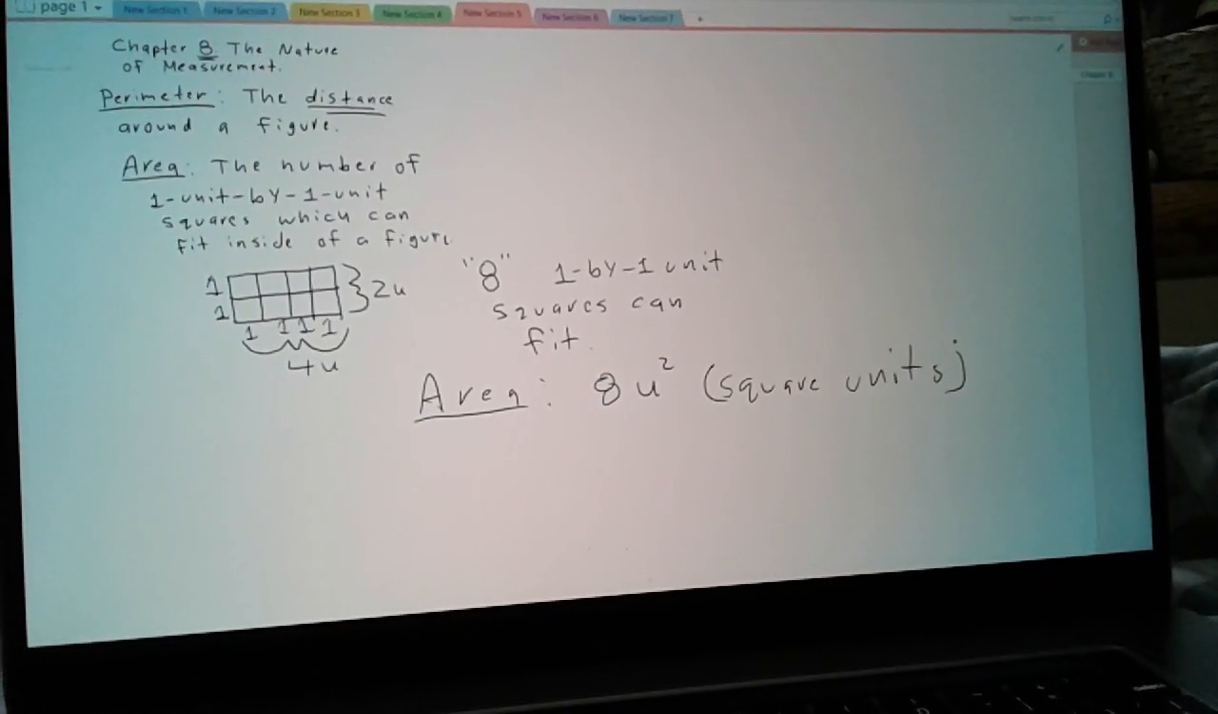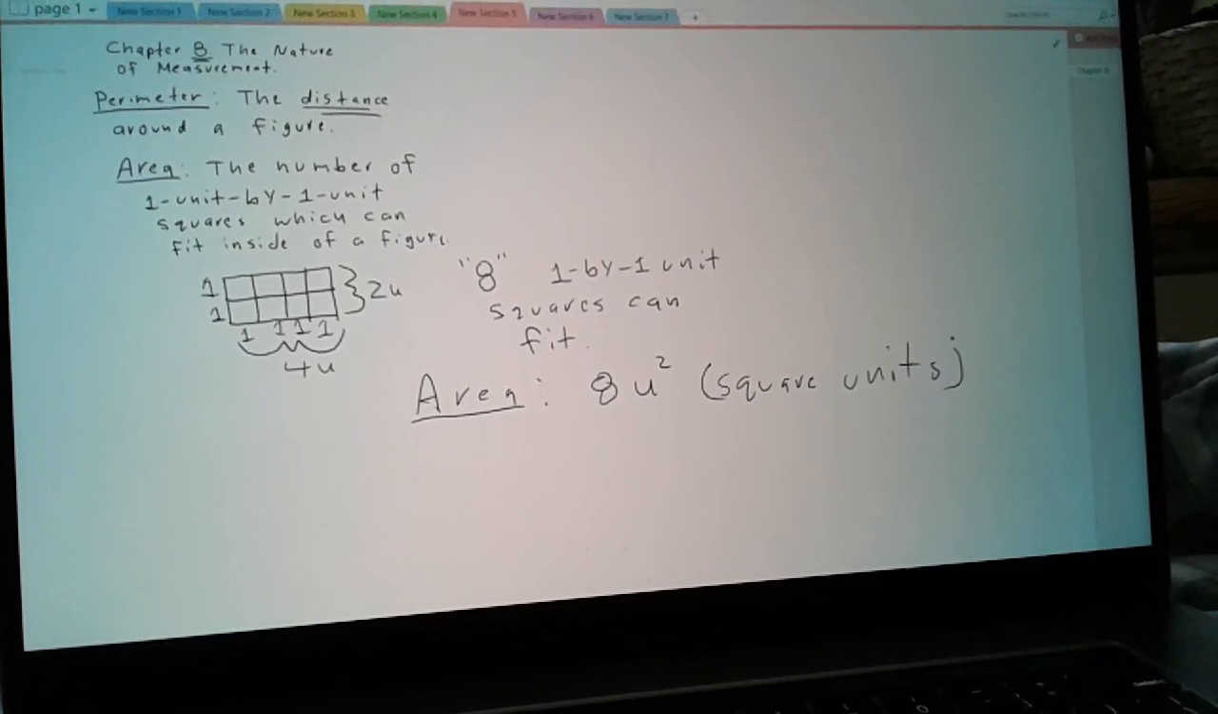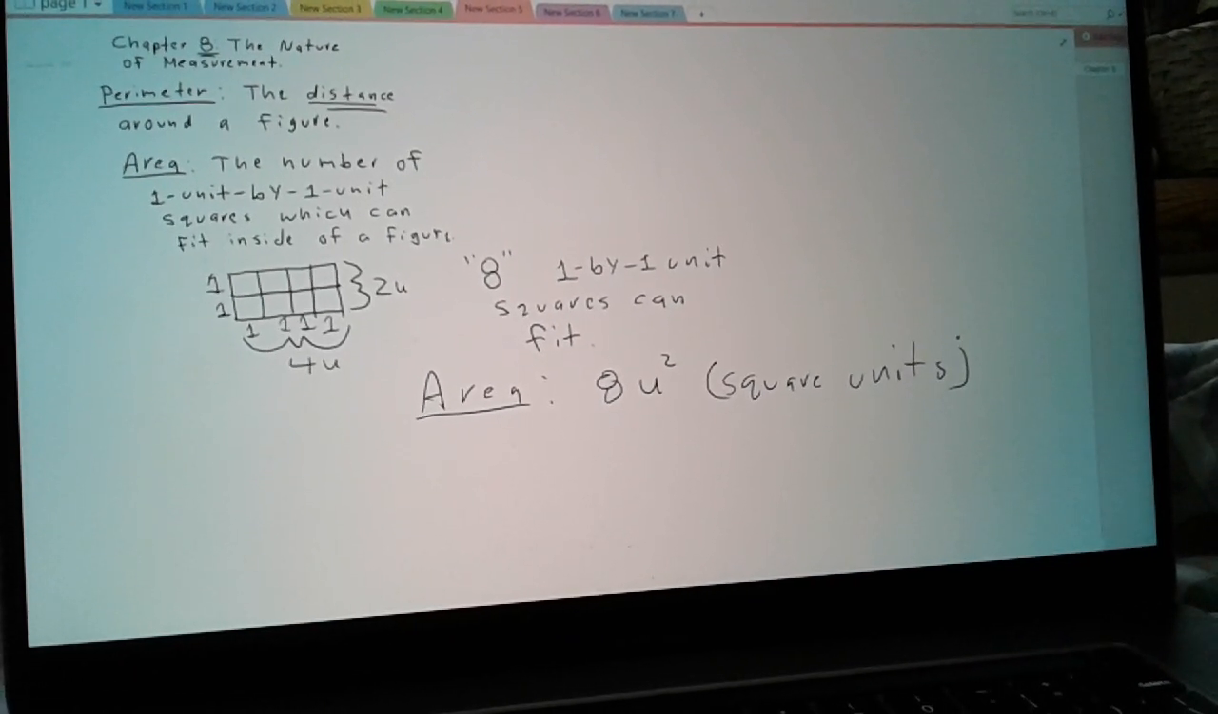So let's talk about perimeter a little bit. Perimeter is just, it's in one dimension. It's only the distance around a figure.